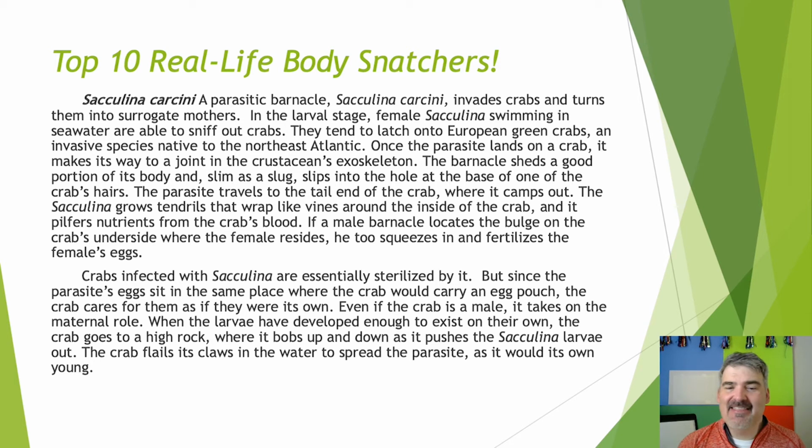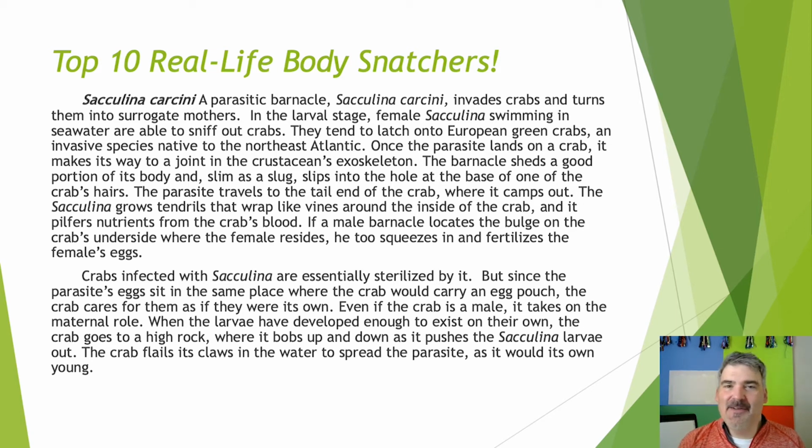So there is nothing about that situation that seems appealing to me. But let's make sure we understand it because there's more to the story. After the parasite gets through the joint in the crab's exoskeleton, it sheds off parts of its body and then slips into a hole at the base of one of the crab's hairs. That is tiny. Then, for whatever reason, it decides that the tail end is the best place to stay inside that crab. I think I would have chosen a different option if it was me.